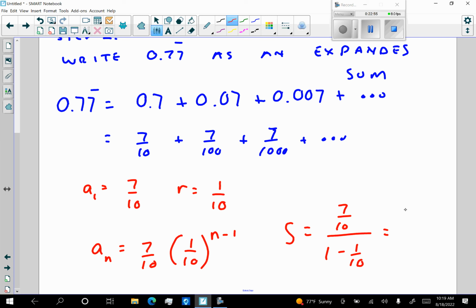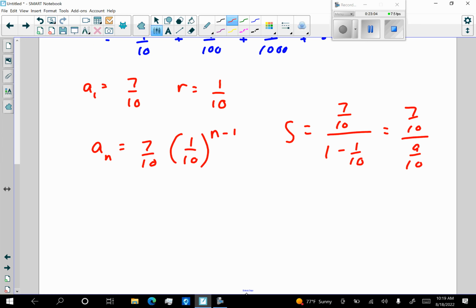So this is going to be 7/10 over 1 minus 1/10. What's 1 minus 1/10? 9/10. What in the world is 7/10 over 9/10? 7/9. Guess what, if I put 7/9 in the calculator, what are you going to get? 0.7 repeating.